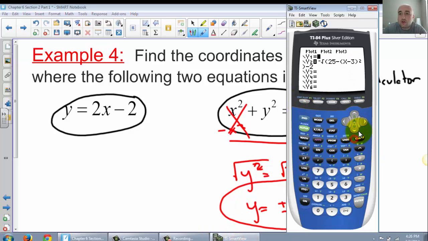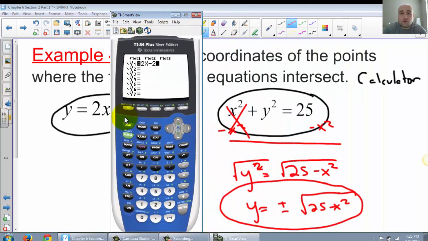I'm going to plug in my new equations. Okay, so the first one was 2x minus 2. My other two were square root of 25 minus x squared, close my parentheses, and then I had to do the negative version of that, negative square root of 25 minus x squared, close my parentheses. Okay, and then I graph. There's my line, and there is my circle.